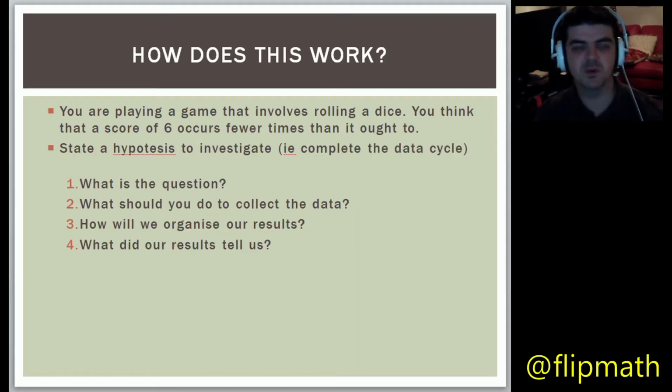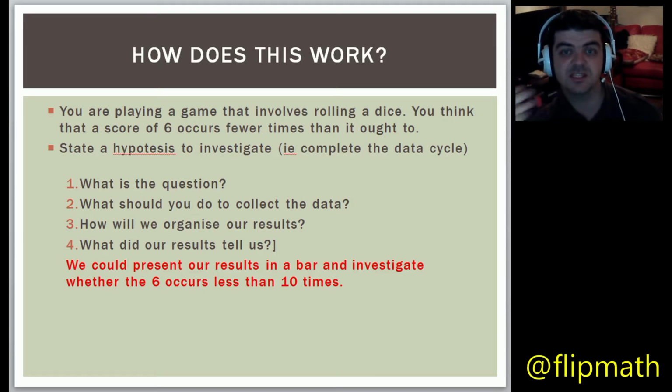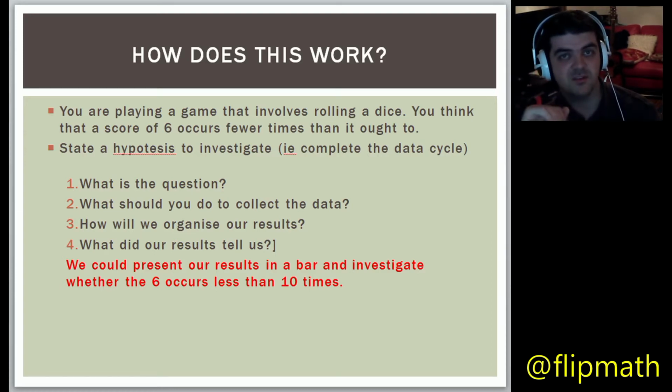Last part is we're going to interpret our results. We could draw a graph to represent that data, for instance, but in this case we can put it in a bar chart and investigate our results and see whether the 6 did occur less than 10 times. If we encountered 10 times, then it doesn't disprove that theory, because the hypothesis stated that if it occurs 10 or more times, then that hypothesis is untrue.